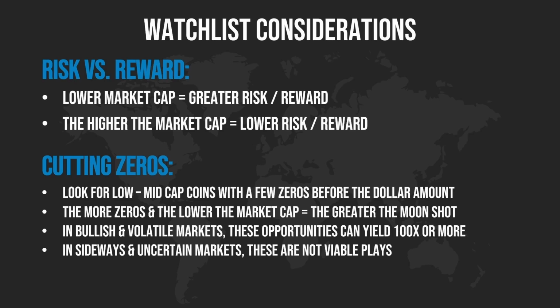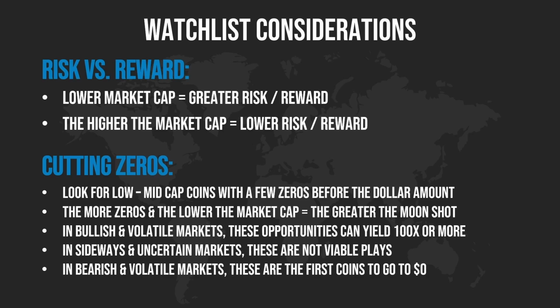Only in bullish types of markets. And really, it's only when Bitcoin is bullish and sort of pulling back and altcoin season starts a bit. This is the only time that it's really viable for us to look at these types of plays. Right? And also in bearish and volatile markets, these are the first coins to go to zero. Why? Because they have the smallest amount of market cap. But if you want to take a shot, right? If you really want to take a shot, the best shot to take is to try to cut some zeros in the market.